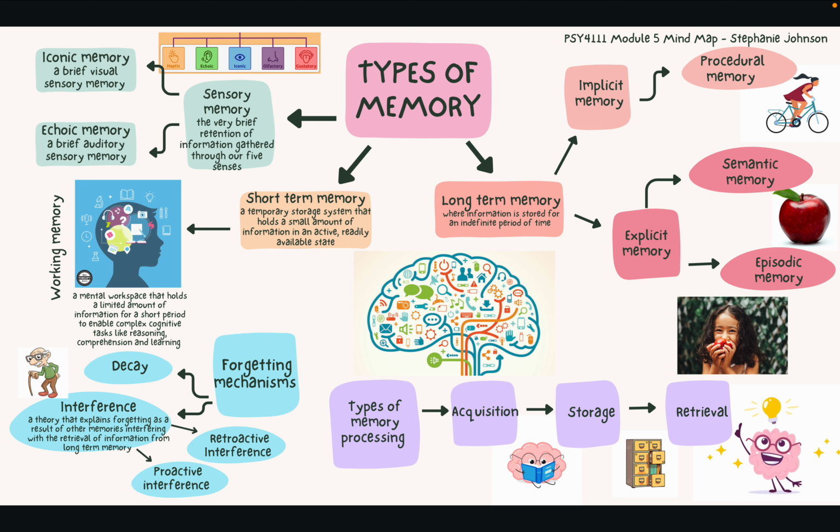Now, if we talk about the different types of memory processing and the process of how we get something into long-term memory, basically we've got the acquisition, which is the learning stage, learning a new skill or something about the world. We've got the storage, which is putting that away in our little filing cabinet in our brain, and then retrieval, which is when we bring it to the surface and we remember. So yeah, that's an explanation of memory.